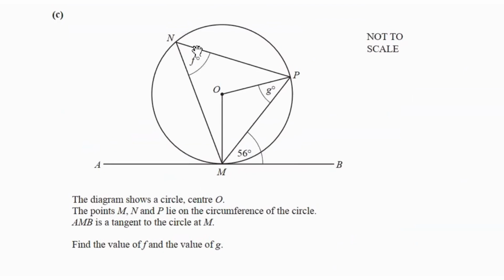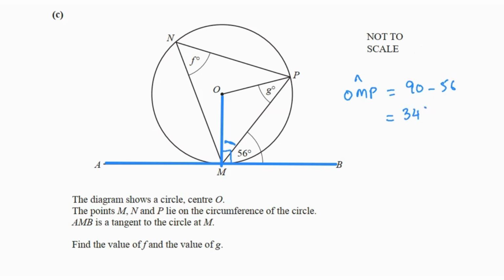Part C: diagram shows circle, center O. The points M, N, and P lie on the circumference of the circle. AMB is a tangent to the circle at M. Find the value of F and the value of G. So this line is our tangent. Whenever your tangent is touching the circle, it makes a 90-degree angle with the radius. This is 90. So we can easily find this angle, this is OMB, which is going to be 90 minus 56, and that's going to give us 34.